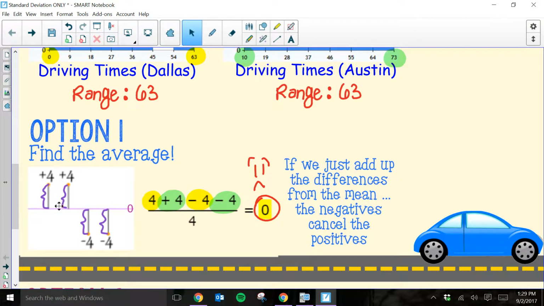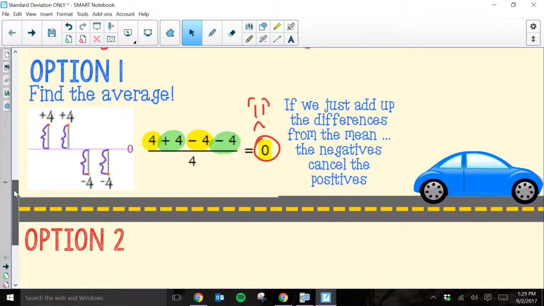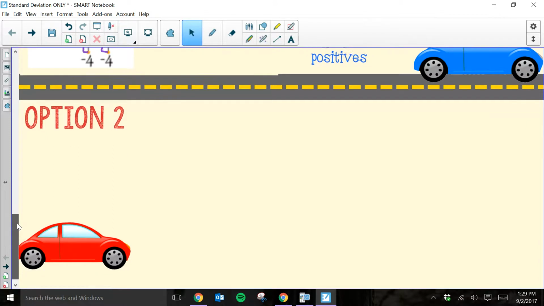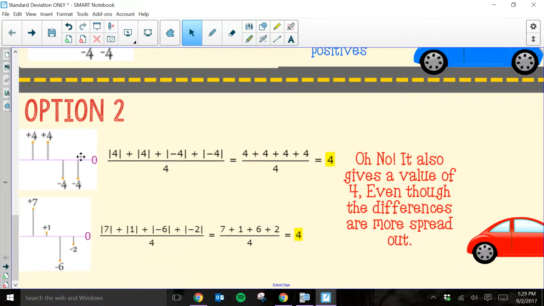And I'm really talking about the distances, which for all of these are the same. So maybe I need to do something in math where I can change these little lights right here to something positive, because they really are all just 4 away. So maybe you came up with absolute value, which is this option.